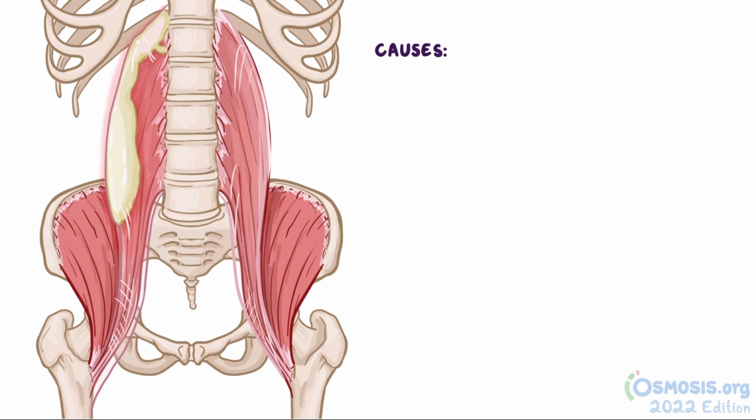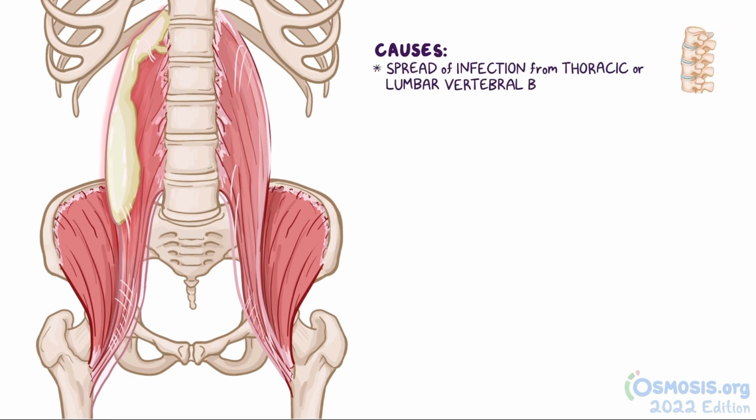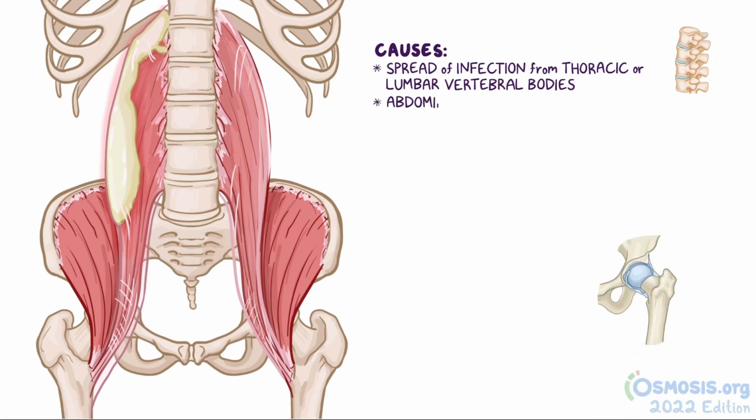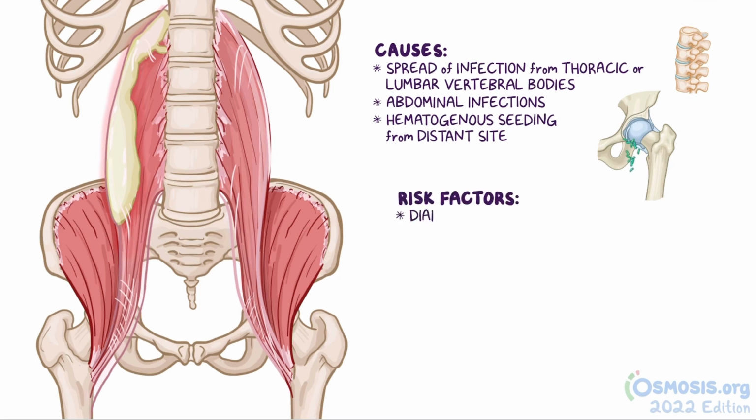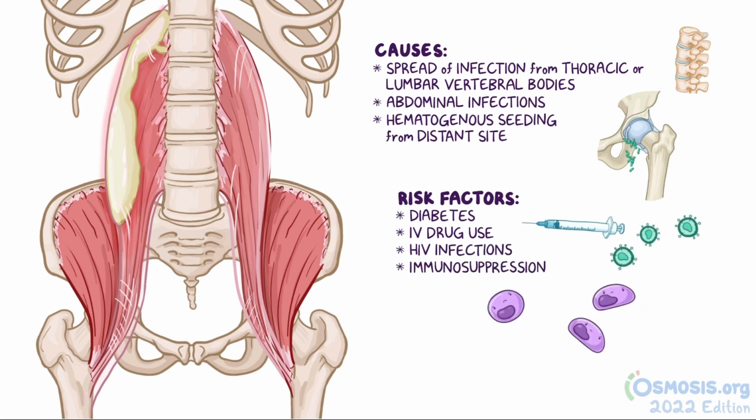This can be caused by things such as spread of infection from the thoracic or lumbar vertebral bodies, such as vertebral tuberculosis, other nearby abdominal infections such as appendicitis, colitis, or hip joint infections, as well as hematogenous seeding from a distant site like a skin infection. Risk factors include diabetes, IV drug use, HIV infections, and other forms of immunosuppression.